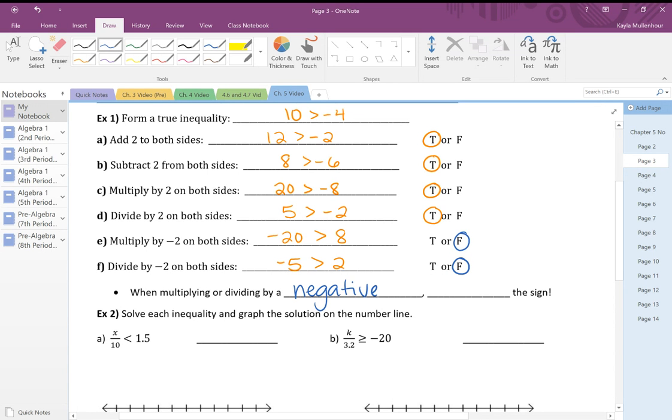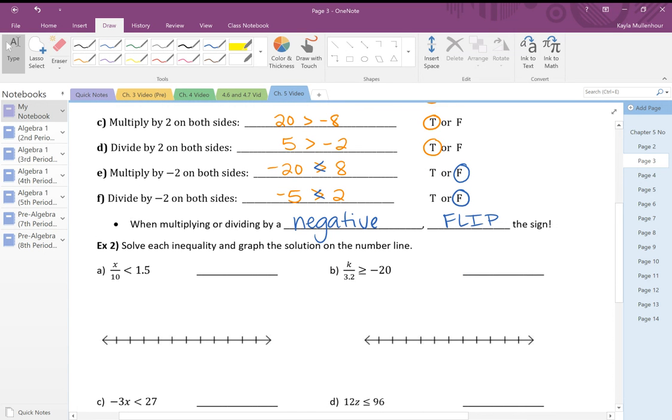So in order to make it true, you would need to flip the sign. So if we were to just flip those, we would end up having a true inequality. So 8 would be bigger than negative 20 and 2 is bigger than negative 5. So that's a very important rule you need to remember for solving inequalities. If you ever multiply or divide by a negative, then you need to flip your inequality sign.